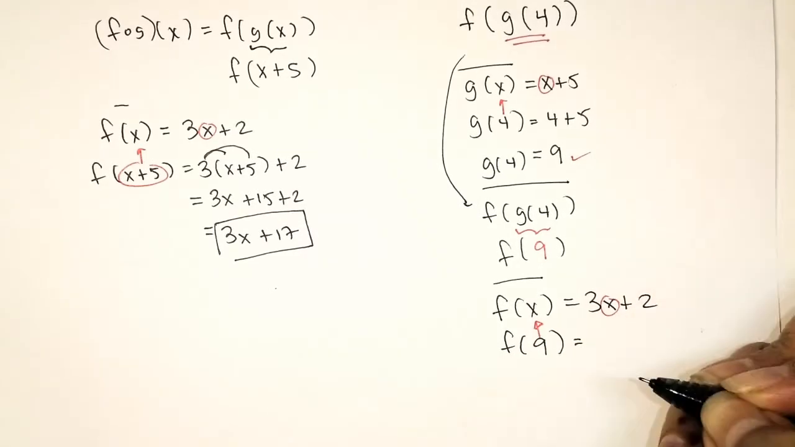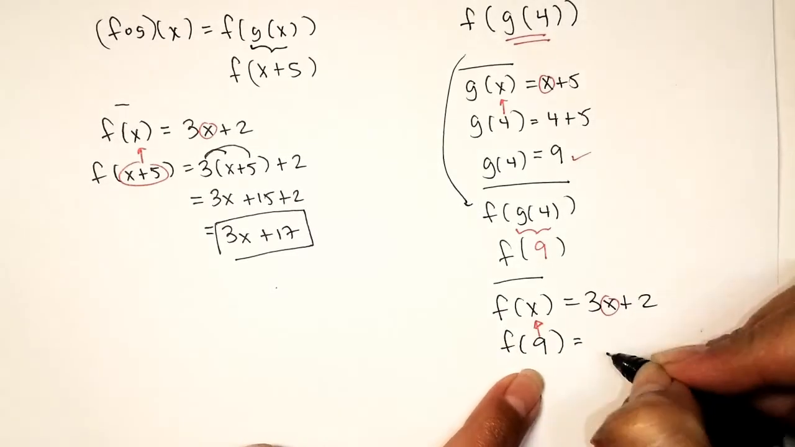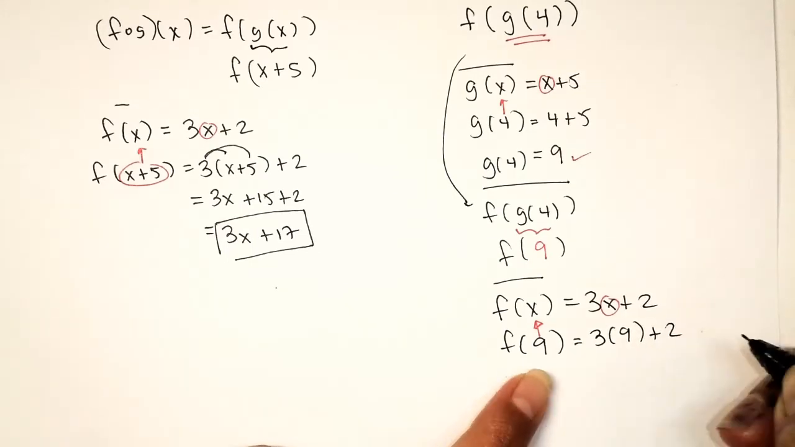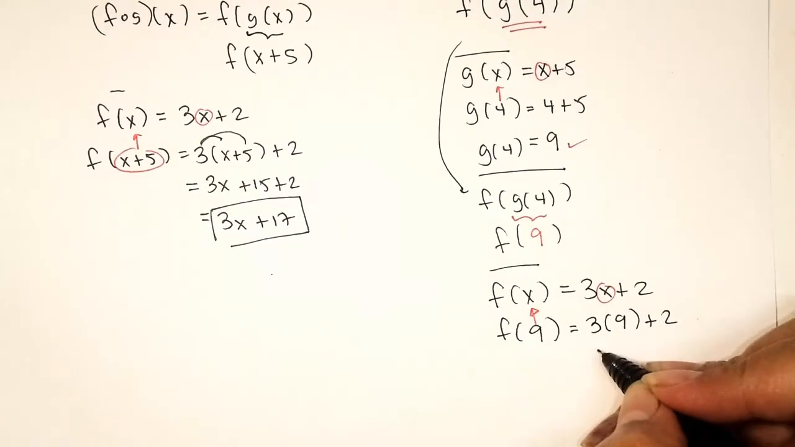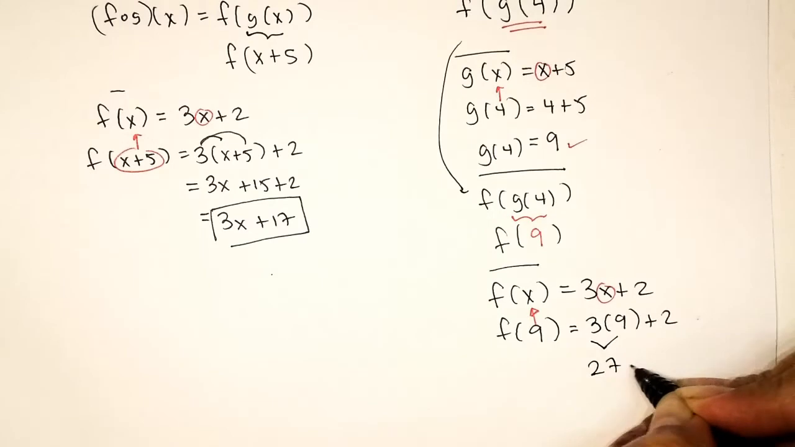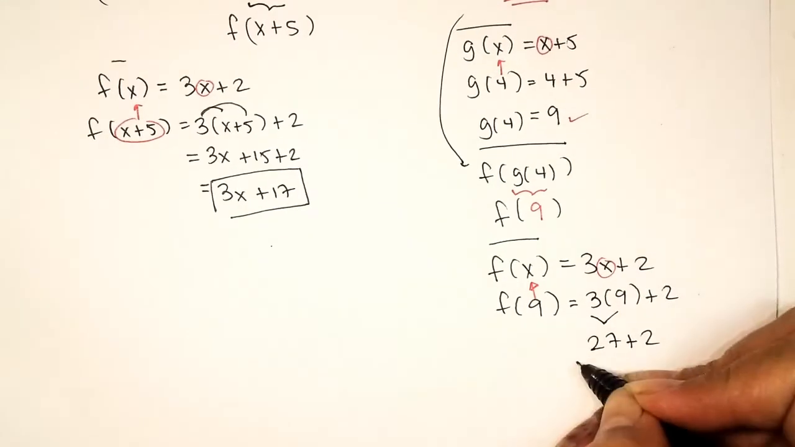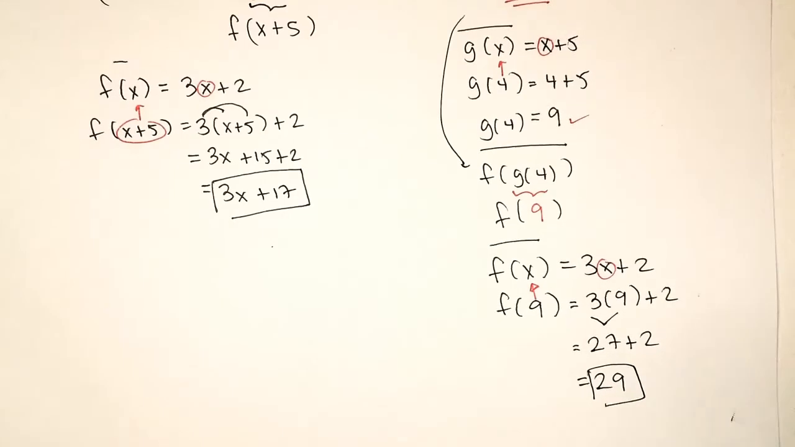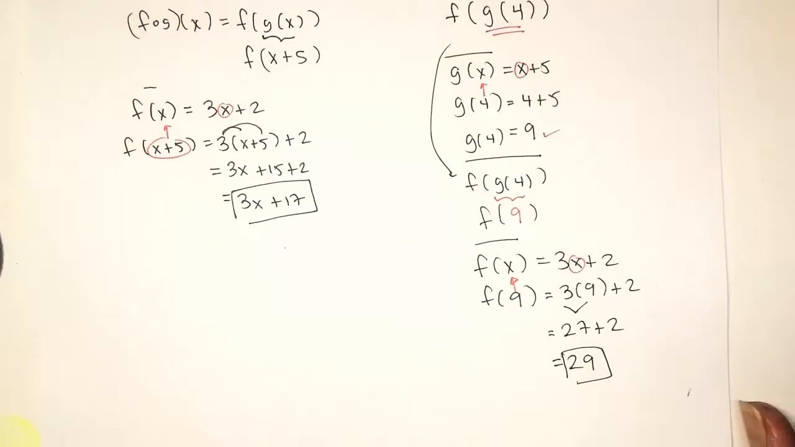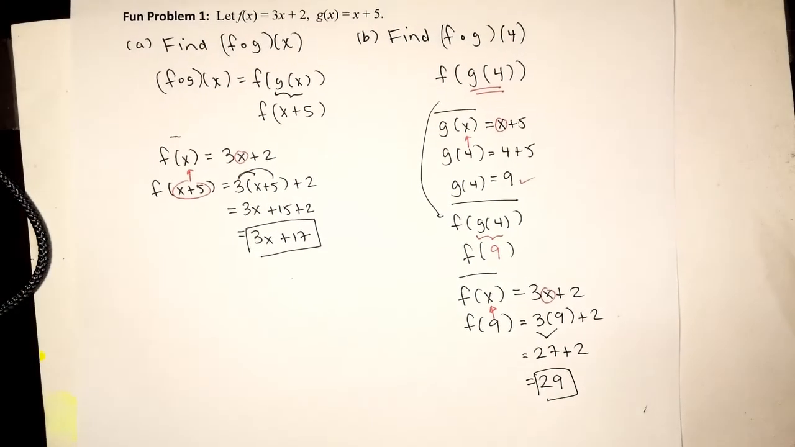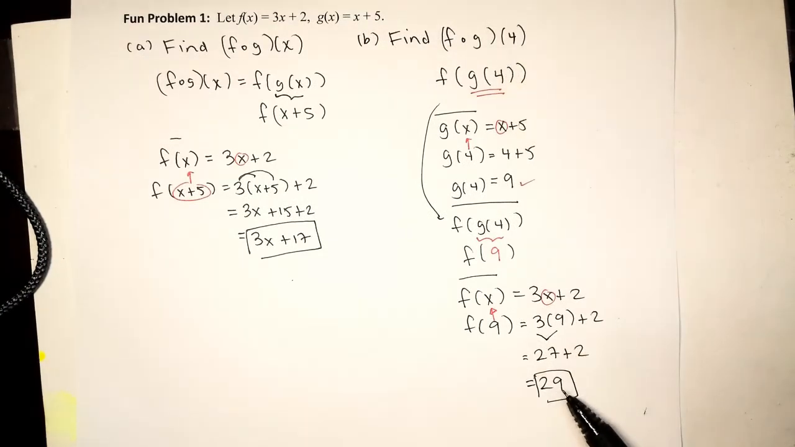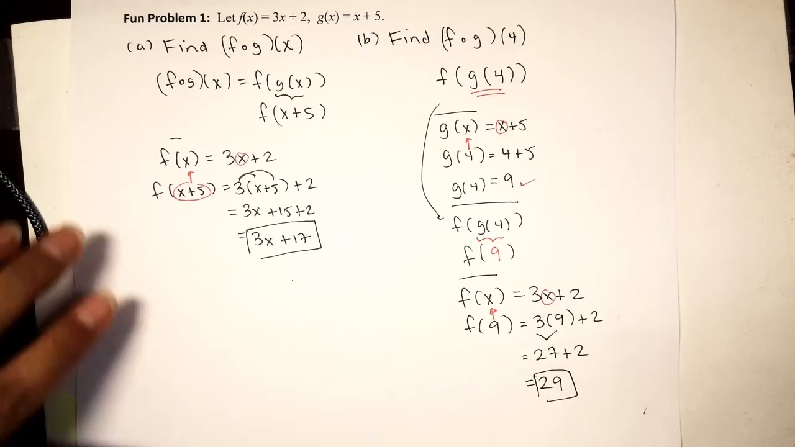We're going to substitute a 9 for the input of x, so that will give us 3 times x, which is 9, plus 2. Do what you gotta do. The product of 3 and 9 is 27, and the sum of 27 and 2 is 29. So the moral of this story, after all this hard work, we have that f of g of 4 evaluates to 29.